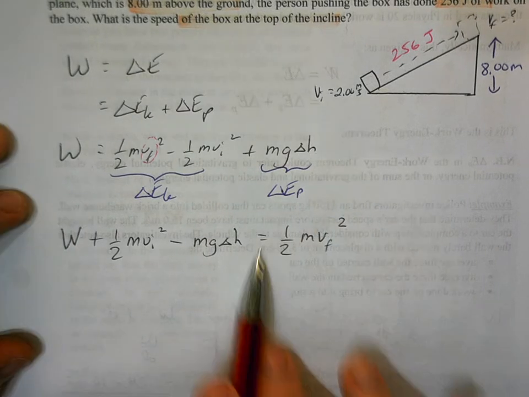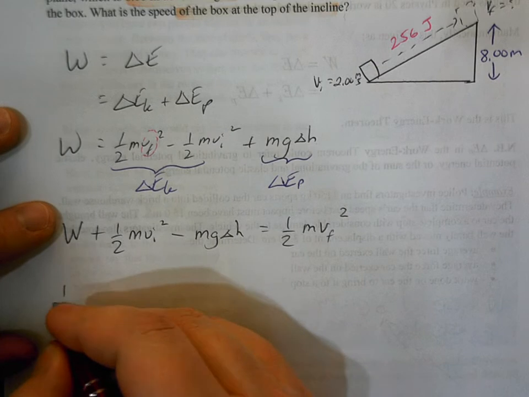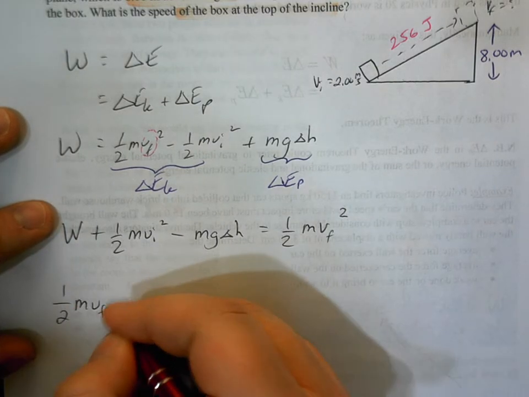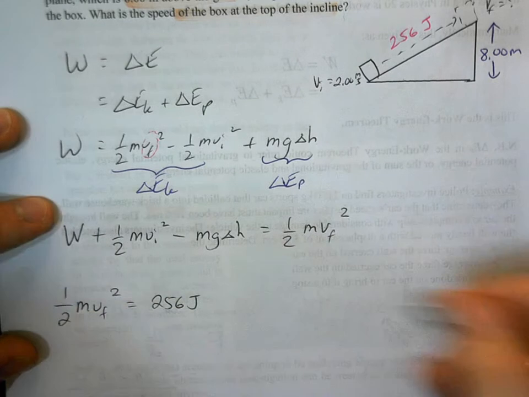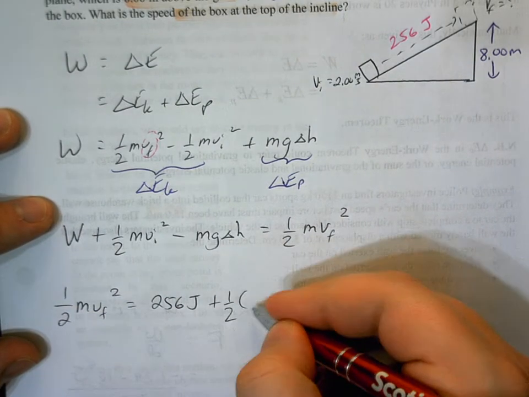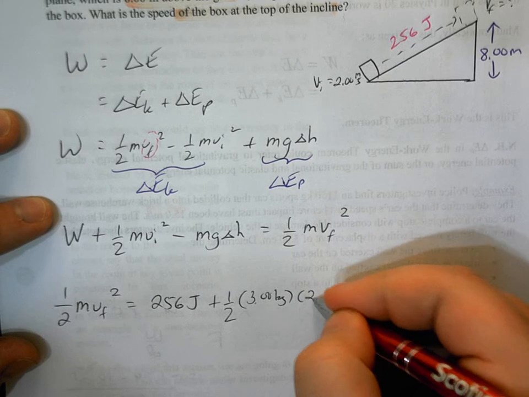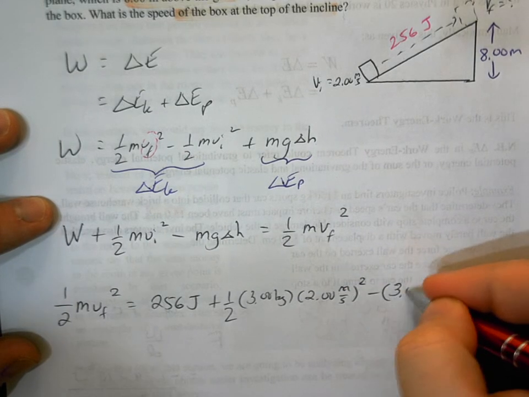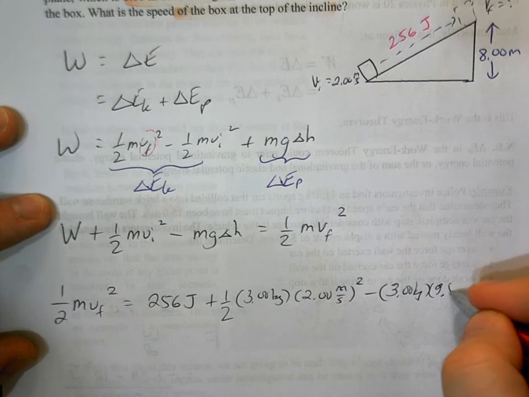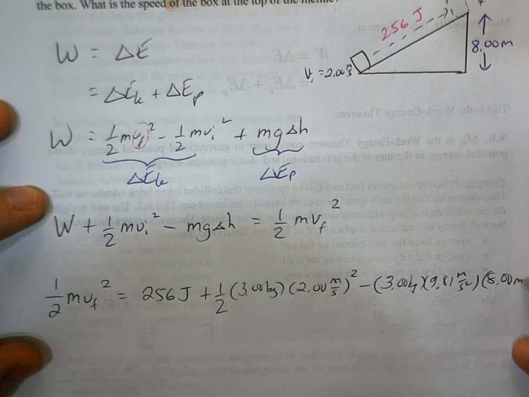So let's solve for this half m v f squared. Half m v f squared is going to be this work, which we've been told is 256 joules, plus this 1/2 times the mass of 3 kilograms times this initial speed of 2 meters per second squared, and then we're going to subtract off this mass times 9.81 meters per second squared, and then that change in vertical height of 8 meters.